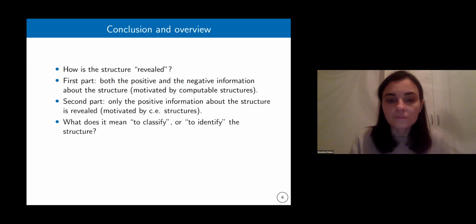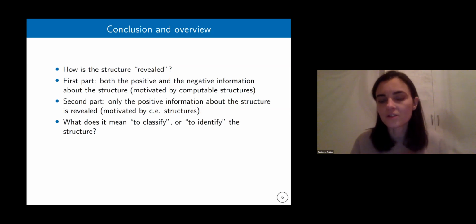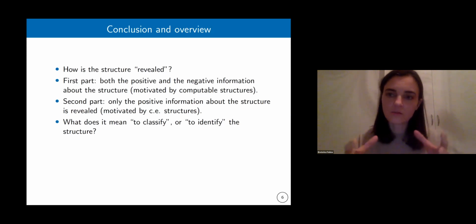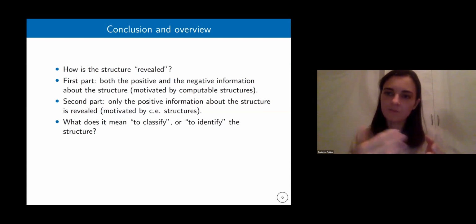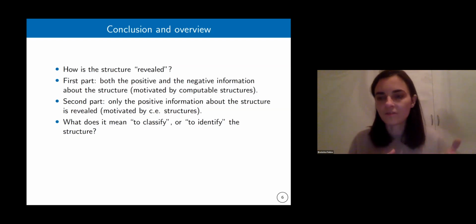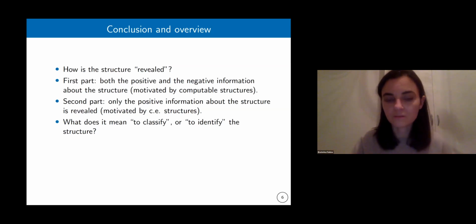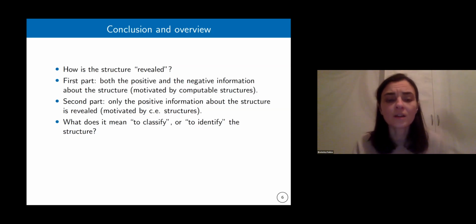Well, a second possibility is that we only receive the positive information about the structure, motivated by computably enumerable structures. So we see some finite pieces of the universe of the structure, and the information how those elements relate to each other, but not the negative information. So at some later stage, they might become related or maybe not.